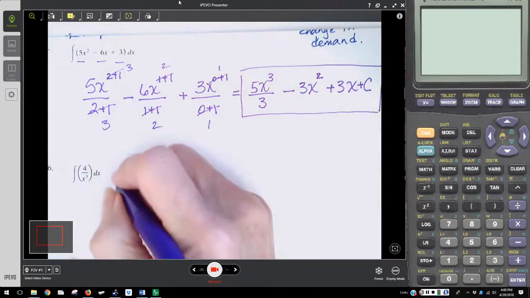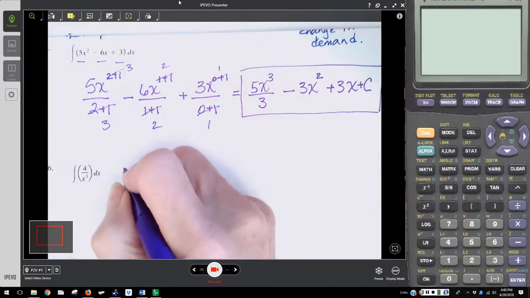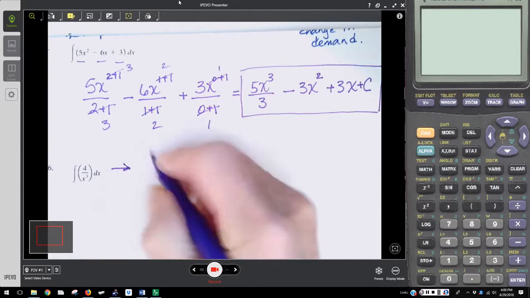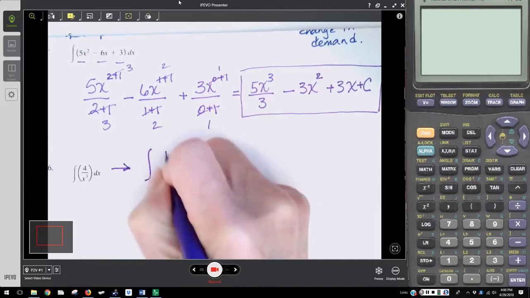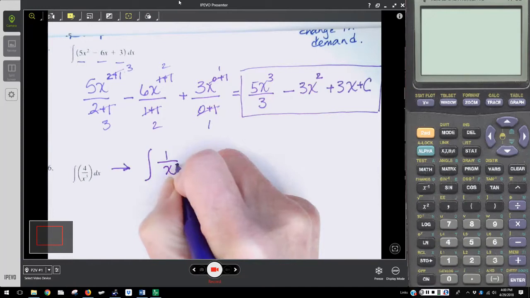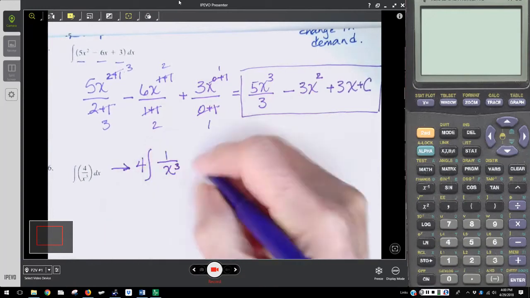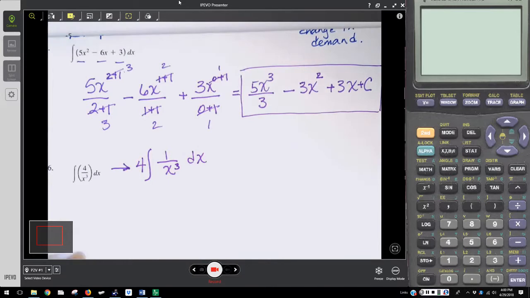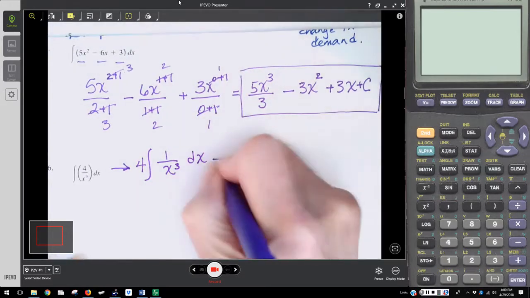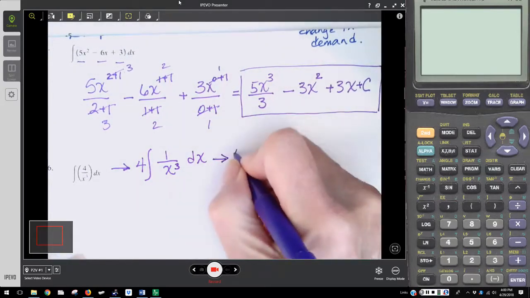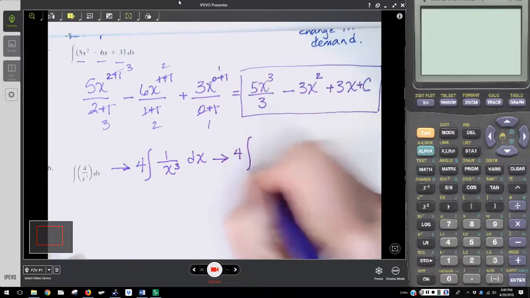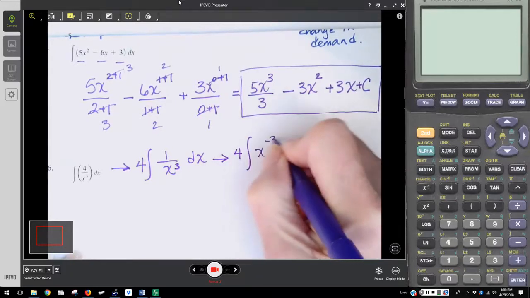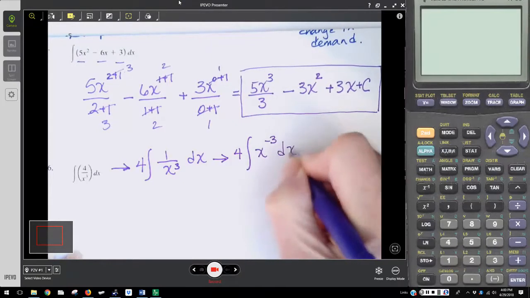The integral of 4 over x cubed is better written so that you realize what you need to do as the integral of 1 over x cubed with the 4 on the outside. And then since 1 over x cubed doesn't give us a negative power when we take it out of the denominator, what gives us a negative power but doesn't give us negative 1, we're going to say that that's x to the negative 3 power dx.